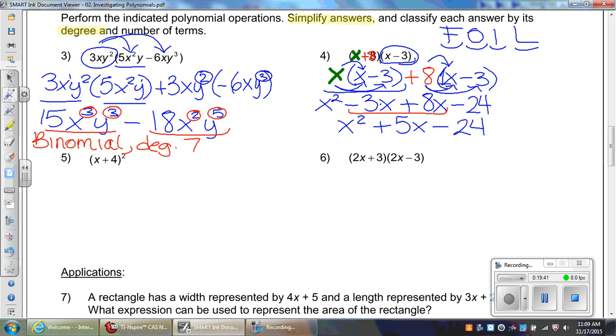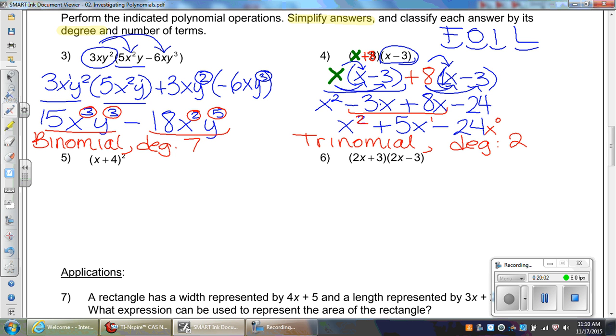Now, what type of polynomial is this? Trinomial. And what will be the degree? Degree 2, because that is the highest degree here, right? Degree 2, degree 1, degree 0.